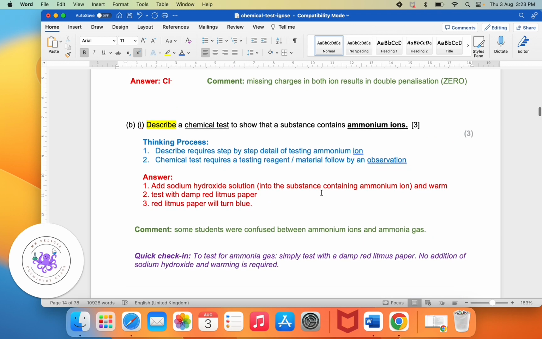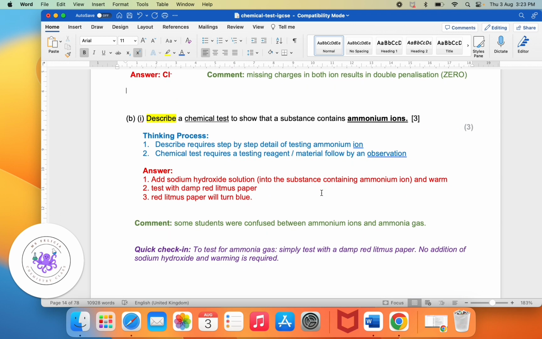Now, moving on to the next part of the question, where they're asking for chemical tests. They're asking you to describe. When you see command words such as describe, this means you have to state all the points required for this chemical test. So you need to focus on the idea that you're going to test for the ammonium ion, and this is a 3-mark question, so obviously there will be 3 marking points.